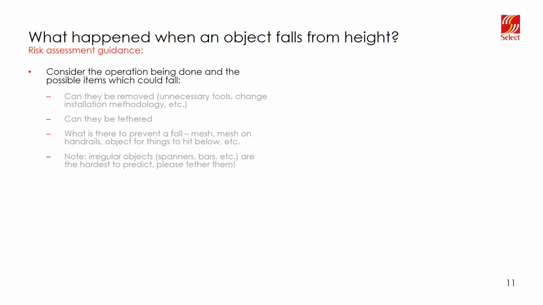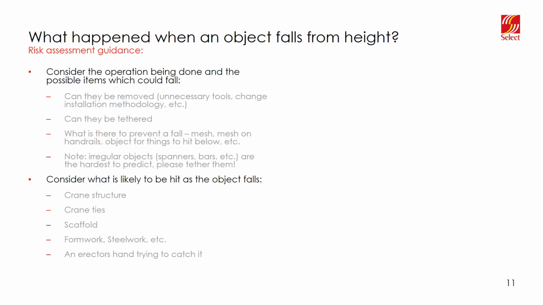And then the last thing to remember is irregular shaped objects such as spanners and bars. They're really hard to predict where they're going to go. They can ricochet in any direction, so they're really hard to manage. Please tether them and ensure that all objects are tethered all the time. So when you're using them and also when you're not using them, attach them to the handrail or something. Ensure that they're tethered.